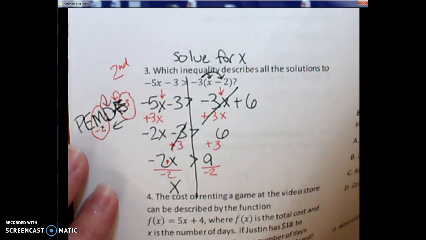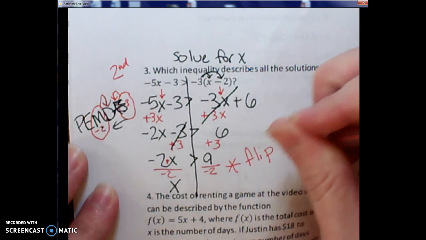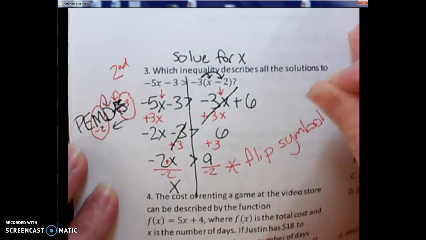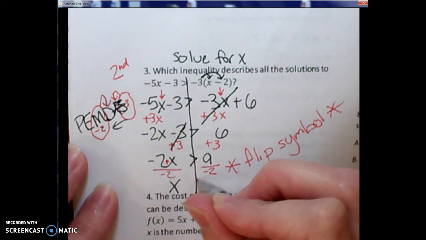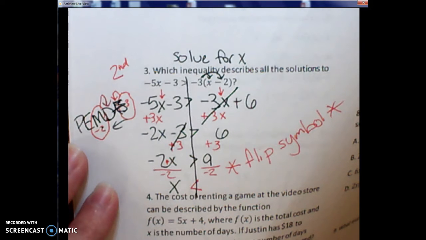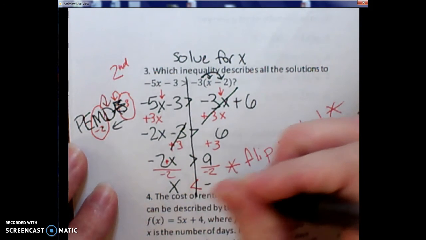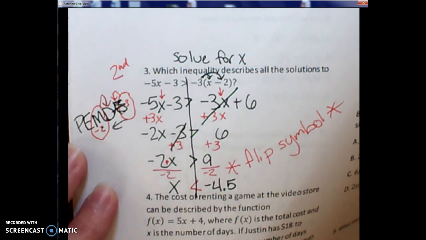I just divided by a negative. What happens? You flip the symbol. Whoa. Anytime you multiply or divide by a negative number, that inequality symbol has to flip. So now instead of greater than, it's going to be less than. 9 divided by negative 2 will give you negative 4.5. Or you could just leave the fraction 9 over 2. Okay?